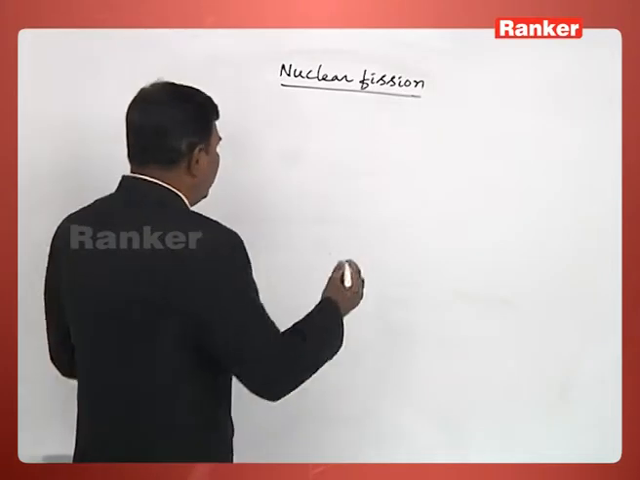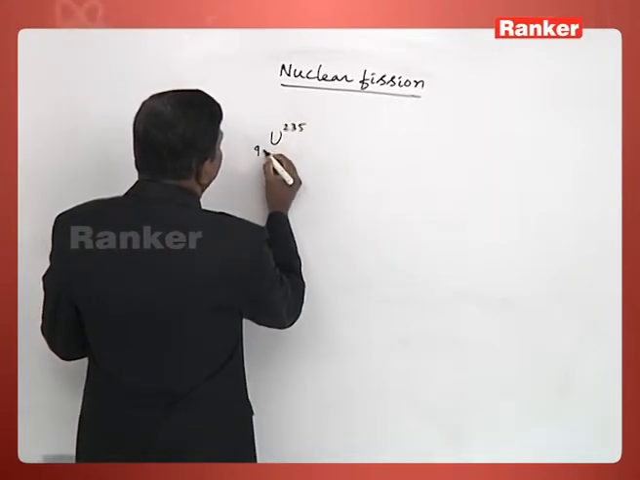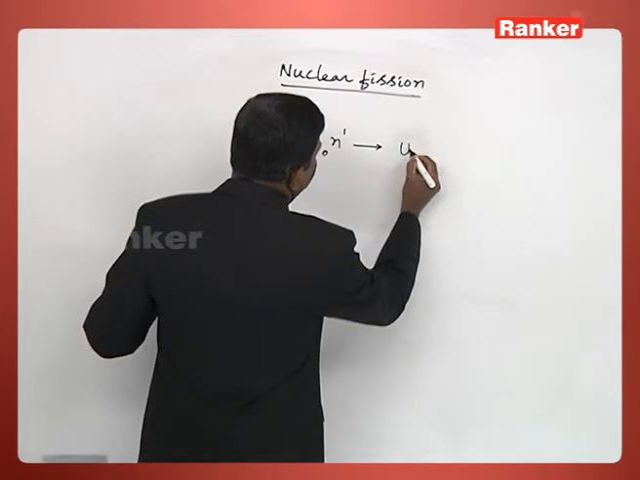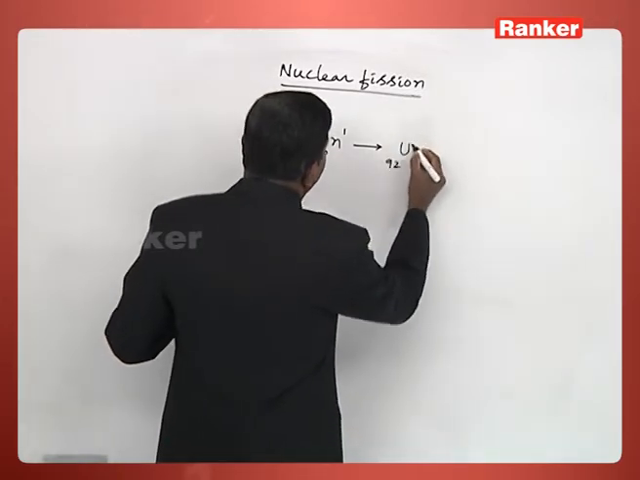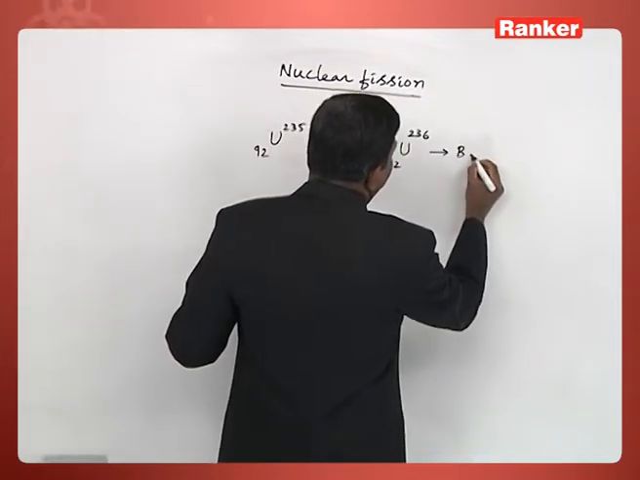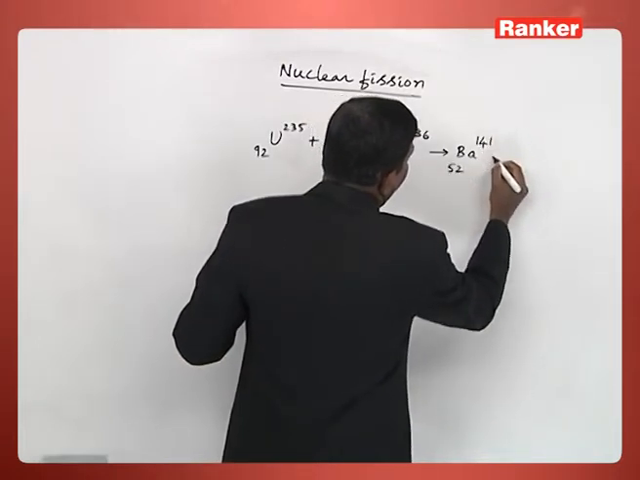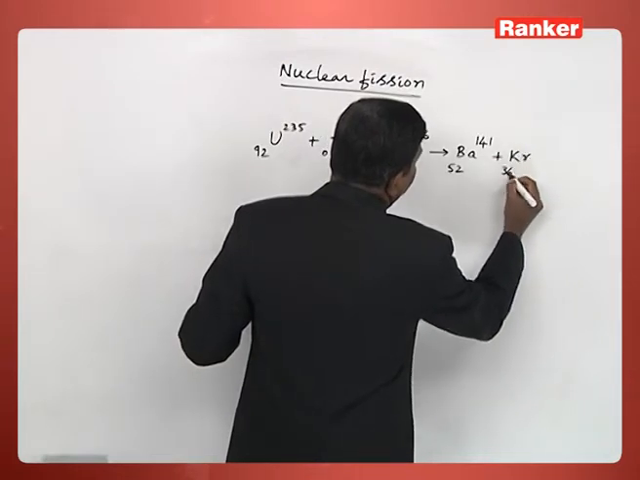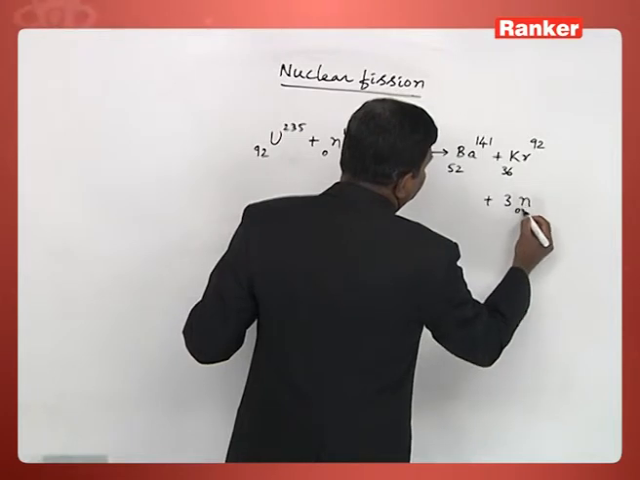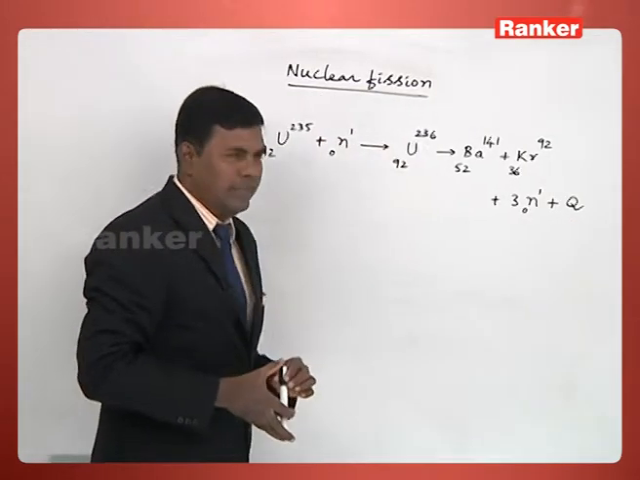Generally, let us consider the equation with the uranium nucleus U-235. When it is bombarded with a neutron, it results in a complex uranium nucleus, and this is unstable and splits into two other nuclei. One is barium, another is krypton, and in that process three more neutrons are emitted, with the emission of a large amount of energy, where Q stands for the energy released in the process.